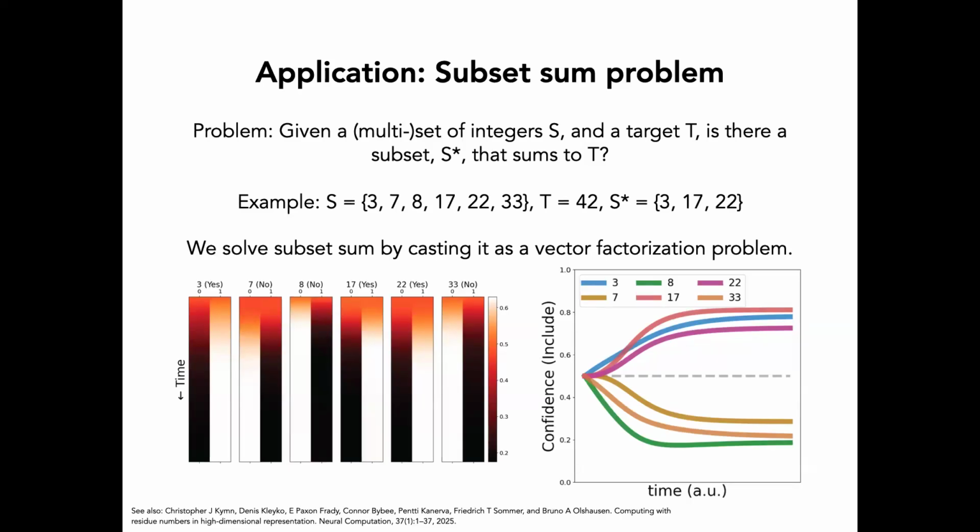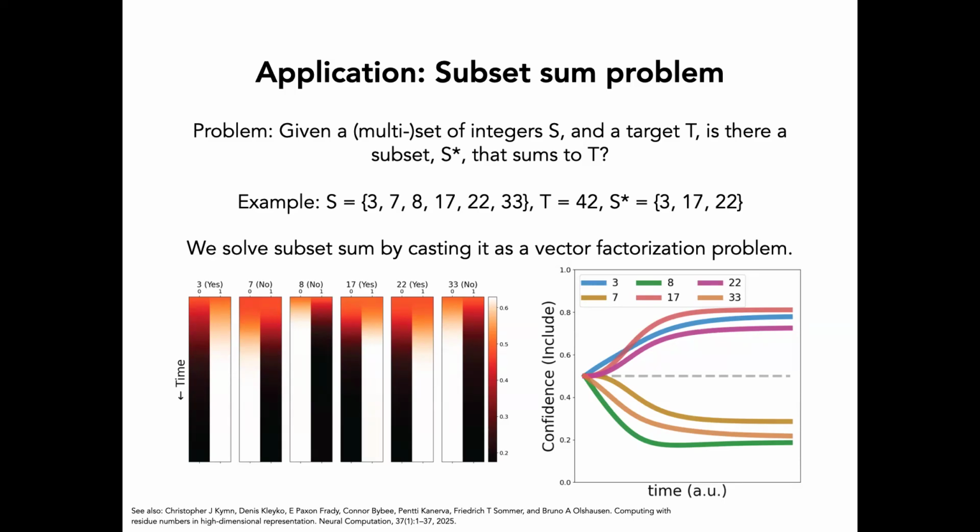In this case, I just have a set of 6 numbers. This target is 42, and 3, 17, and 22 are the solution, the subset that sums to this number, and there's no other subset that would be a feasible solution that would equal this. So this is closely related to the knapsack problem in optimization, except that it demands equality as a particular solution.